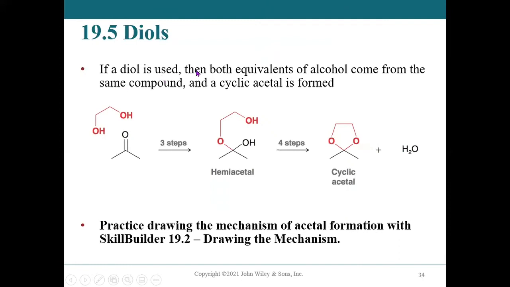If a diol is used, then both equivalents of alcohol come from the same compound, and a cyclic acetal is formed. A ketone reacting with a diol, you can see, produces the cyclic acetal.